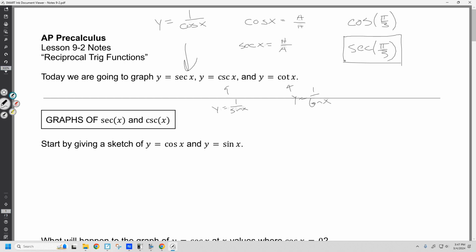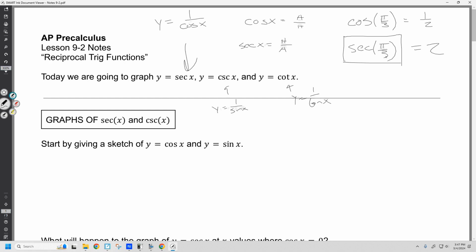So, what's the secant of pi over 3? It's the cosine of pi over 3 flipped. Now, we're not flipping a's and b's. We're not flipping x's and y's. We're flipping fractions. We're taking the reciprocal of the fraction.